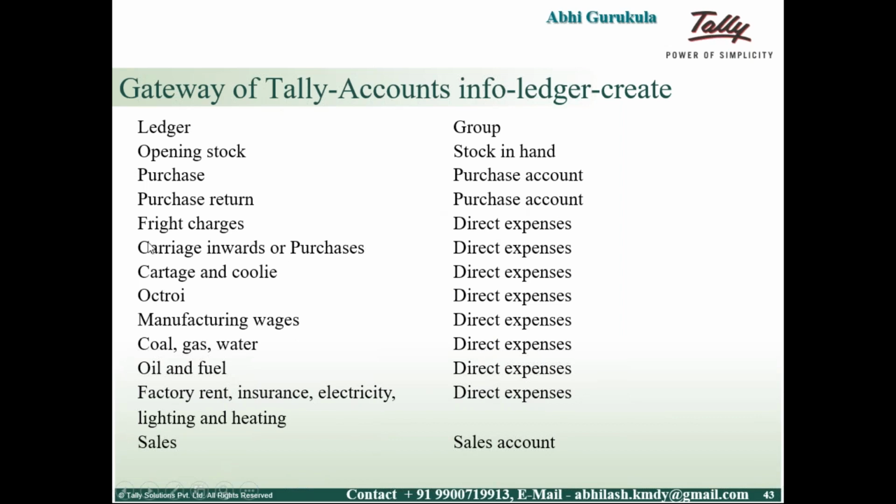Why is it treated as a direct expense? Because it is related to your manufacturing activities, the manufacturing of goods. Any expense that is related to manufacturing will be treated as a direct expense. Next one, sales. Sales comes under the sales group account.